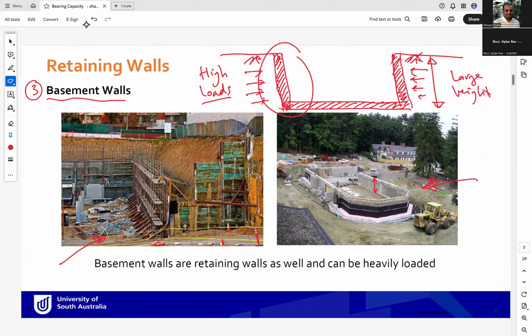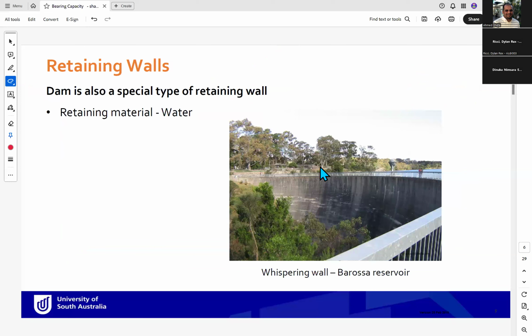Okay, so these are three types of walls. And also, the first one is dams or dam wall. Dams also can be considered as a retaining wall, but it doesn't retain soil, it retains water.